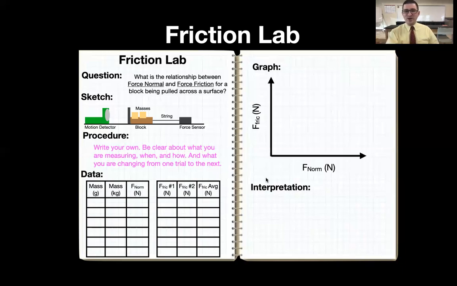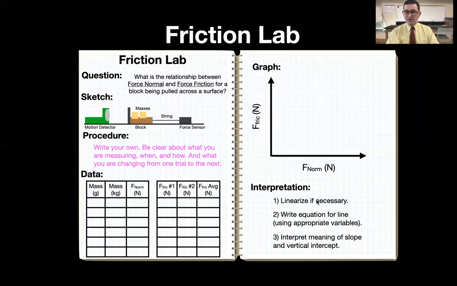When we have those, we can go ahead and make our graph with force normal on the X and force friction, the average value on the Y. And then we'll do interpretation for homework, which some of you may even finish in our next class by linearizing the data if necessary, drawing a line of best fit, writing the equation, and then interpreting the meaning of the slope and the vertical intercept.